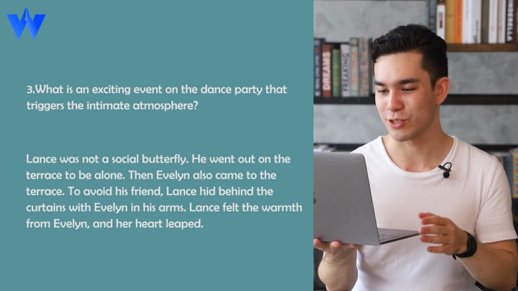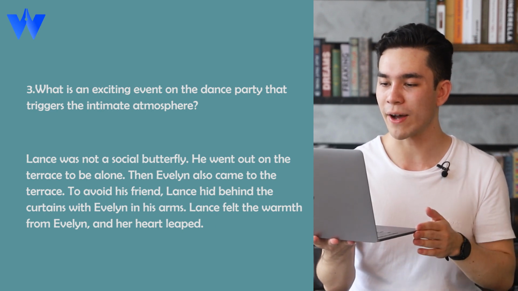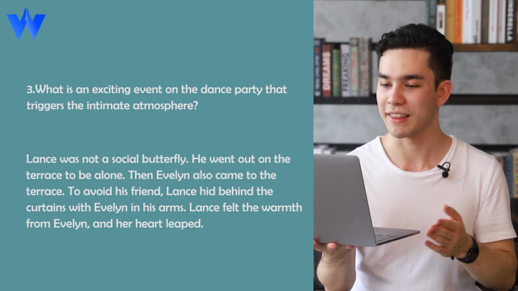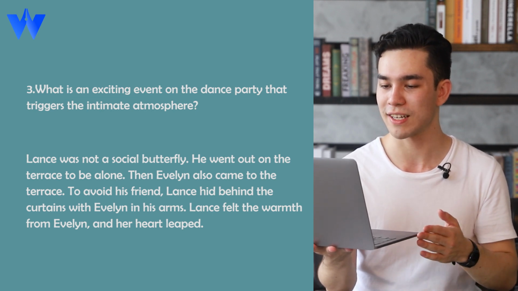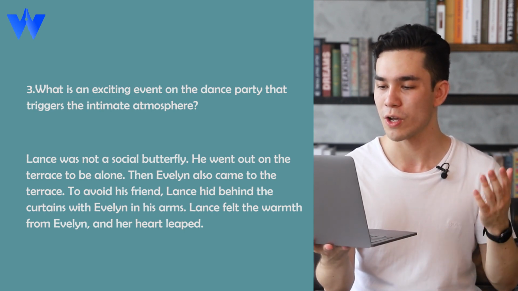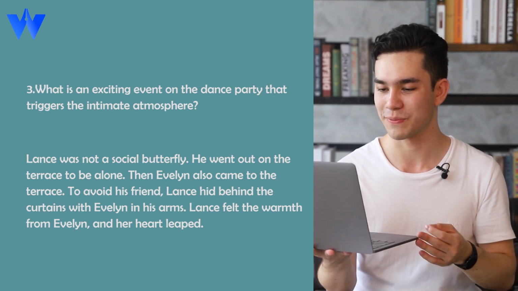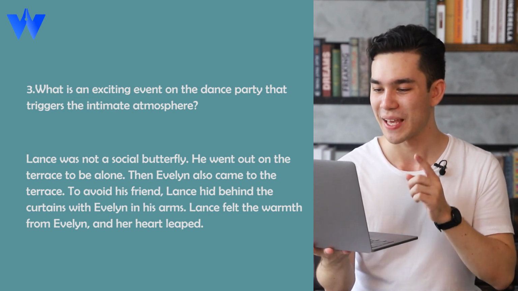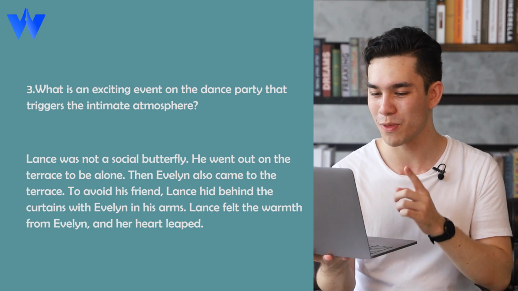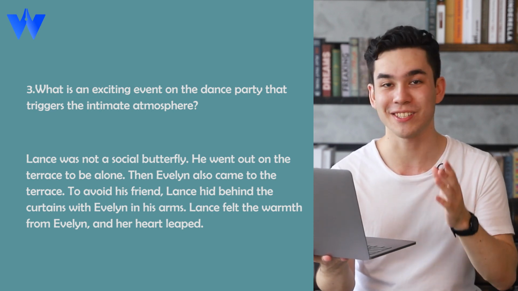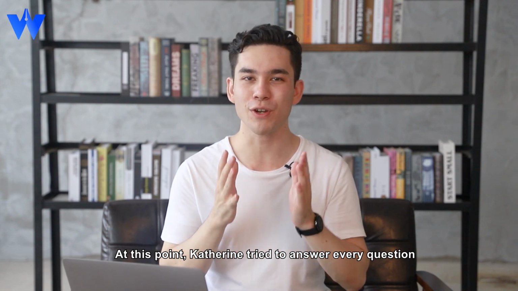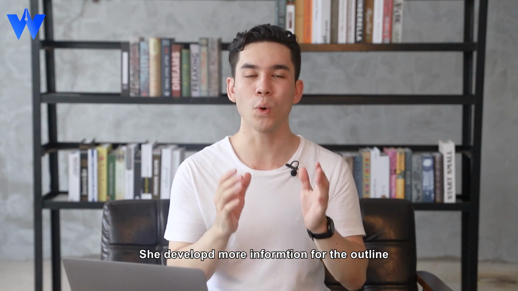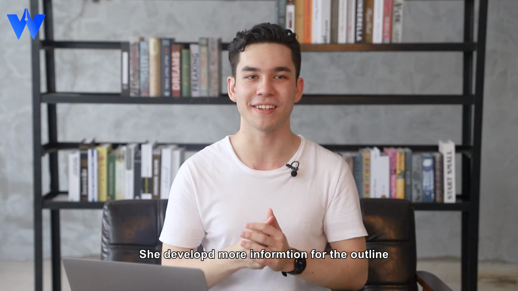Lance was not a social butterfly, but he went out on the terrace to be alone. Then Evelyn also came to the terrace. To avoid his friend, Lance hid behind the curtains with Evelyn in his arms. Oh, this is the interesting part. Lance felt the warmth from Evelyn and her heart leaped. At this point, Catherine tried to answer every question. She developed more information about the outline.